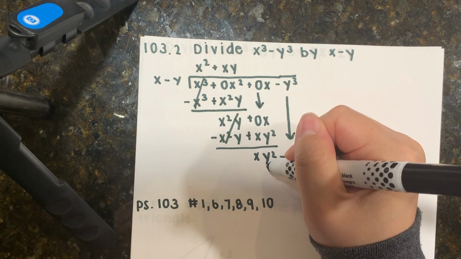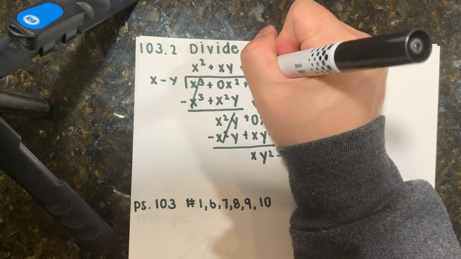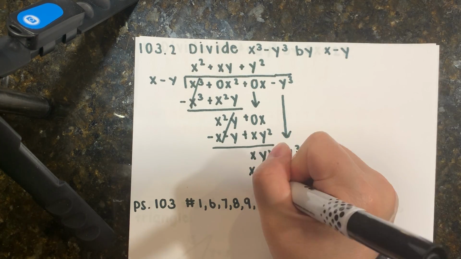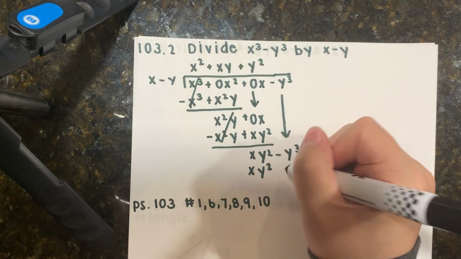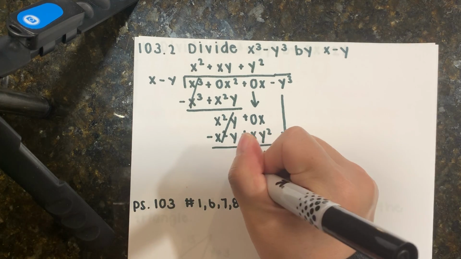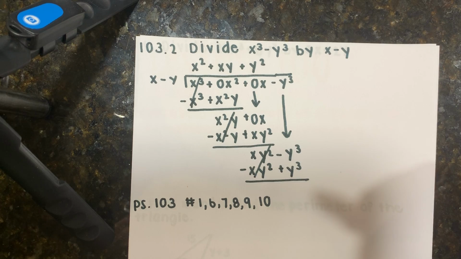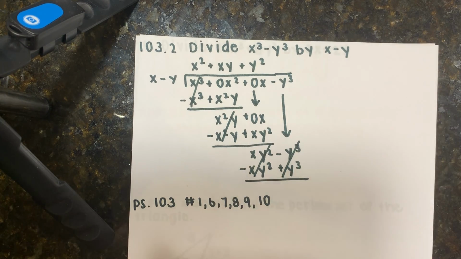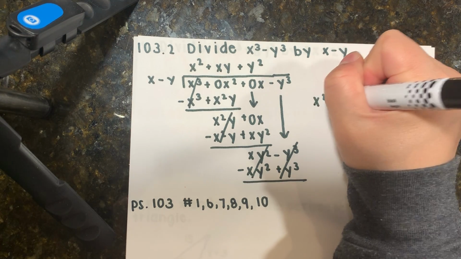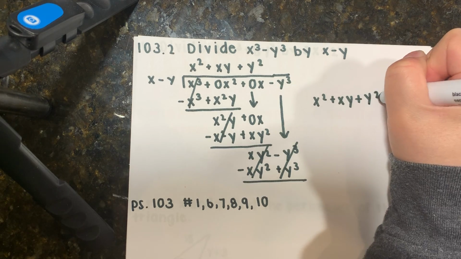Now lower your power by 1. So xy squared divided by x would just be y squared. So y squared times x would be xy squared. Y squared times negative y would be negative y cubed. But again, you're subtracting. So this would change to negative, this would change to positive. And not only is the xy squared going to cancel, but also the y cubed cancels. So your answer is going to be x squared plus xy plus y squared.